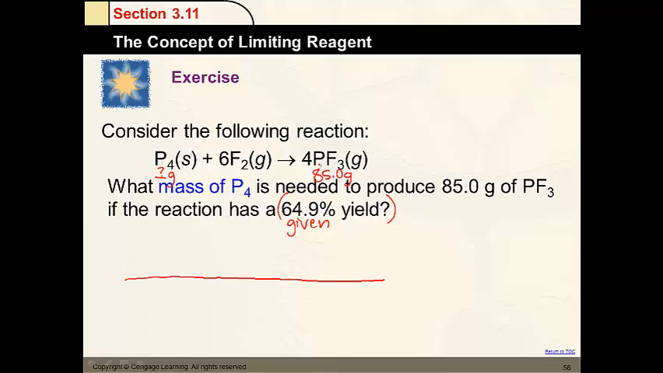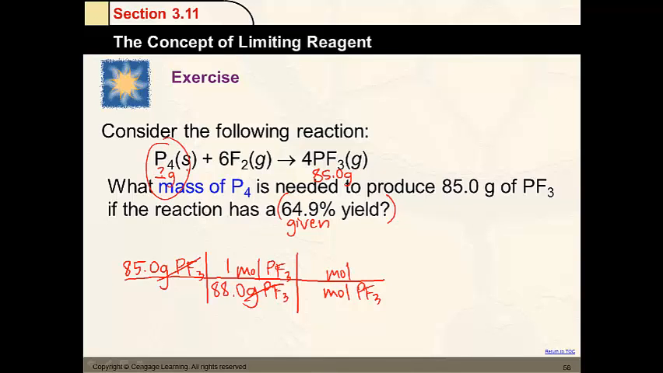I'm going to start with this given right here, 85 grams of PF3, and I'm going to convert grams to moles. Now this substance has 1 phosphorus and 3 fluorine, and for the total molar mass here, phosphorus is 31, fluorine is 19, and so the molar mass of this is 88.0. Next, I'm going to convert from moles of PF3 to moles of what I'm looking for, which is P4. The mole ratio is 4 to 1.